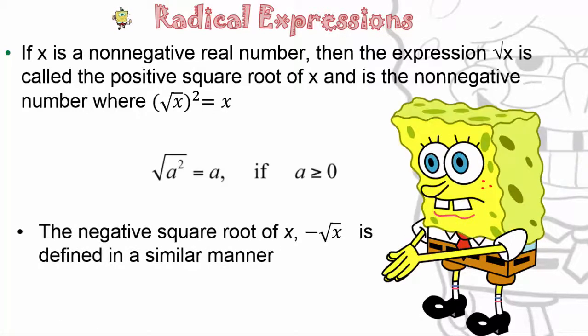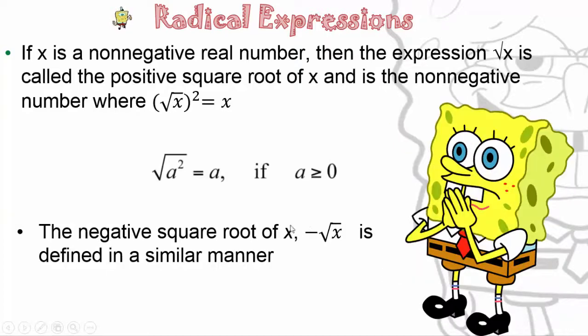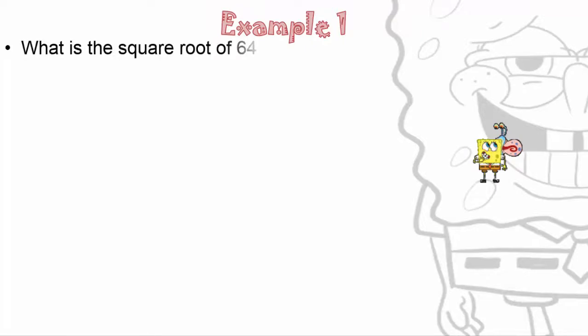The negative square root of x, negative square root of x, is defined in a similar manner. Notice how the negative is outside the radical sign. Example number 1. What is the square root of 64? So let us go over to the whiteboard and discuss what this means.